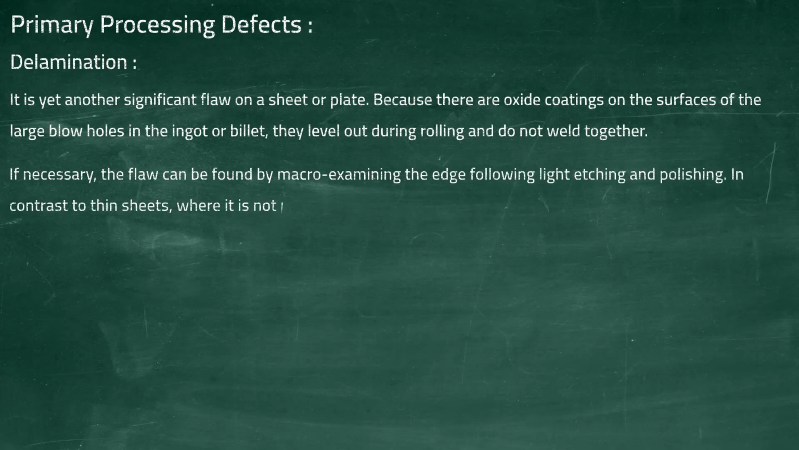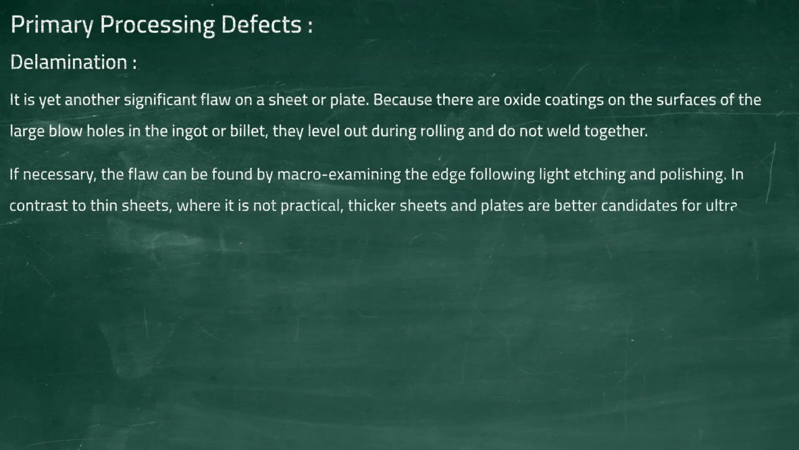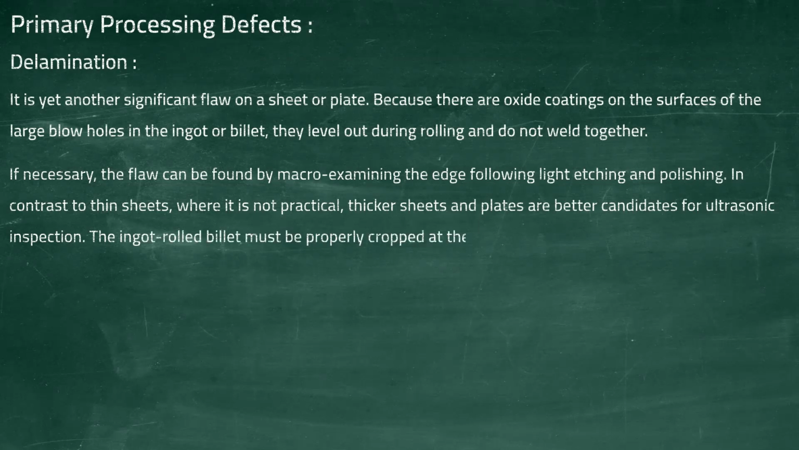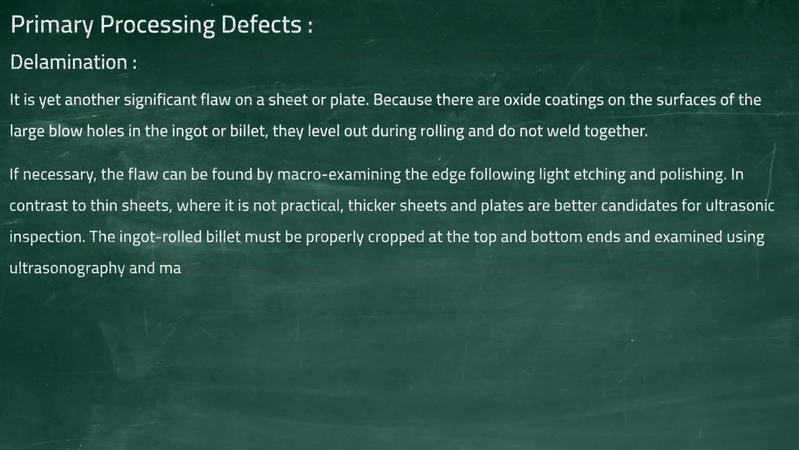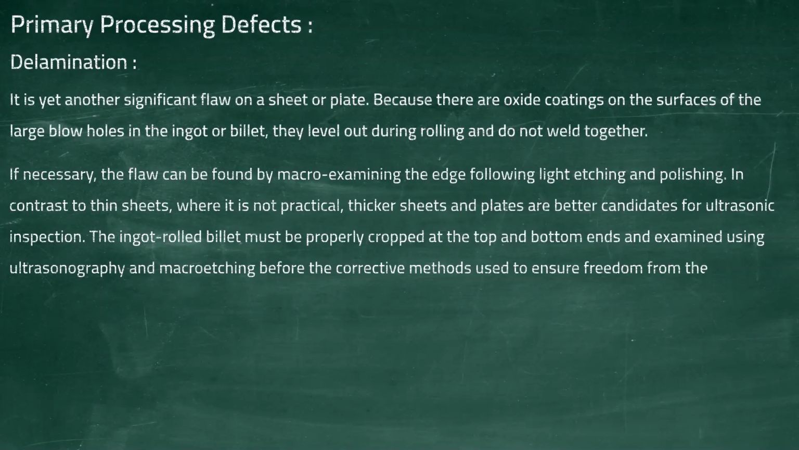In contrast to thin sheets, where it is not practical, thicker sheets and plates are better candidates for ultrasonic inspection. The ingot roll billet must be properly cropped at the top and bottom ends and examined using ultrasonography and macro-etching before the corrective methods used to ensure freedom from the defect are discarded.